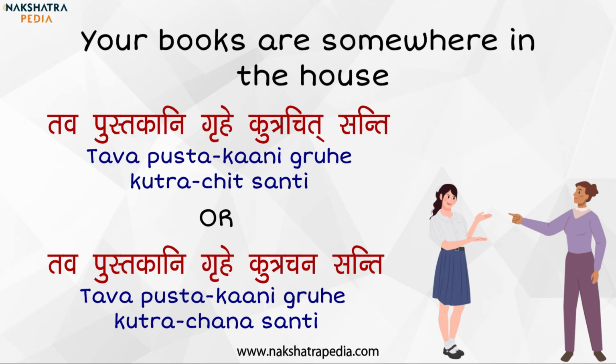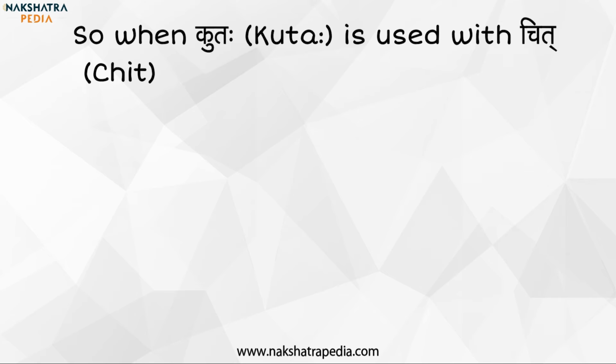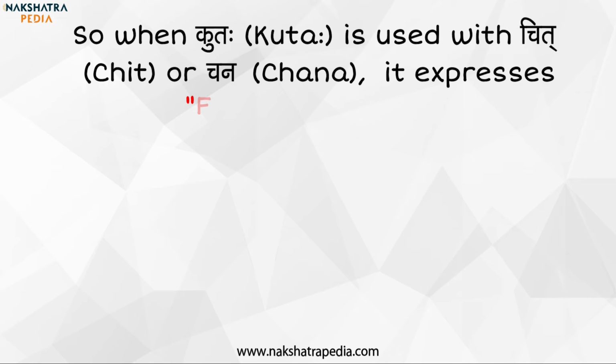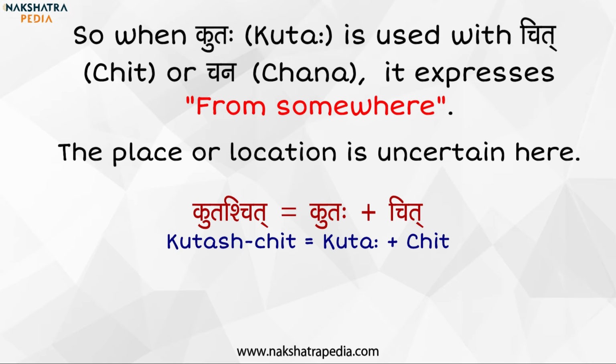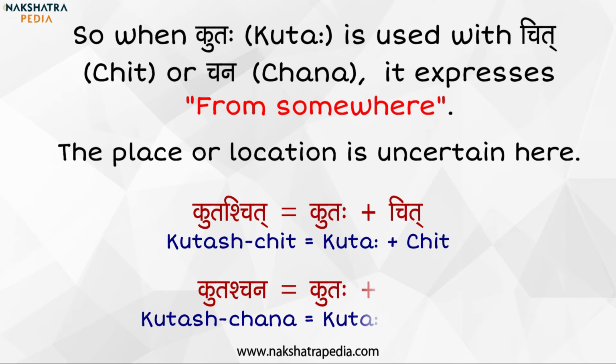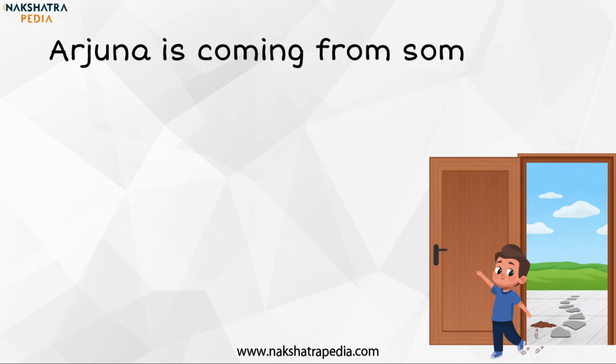Now let us move forward with Kutaha, that is from where. So when Kutaha is used with Chit or Chana, it expresses from somewhere. The place or location is uncertain here. Kutaschit is Kutaha and Chit, and Kutaschana is Kutaha and Chana joined. Let us take few examples. Arjuna is coming from somewhere.